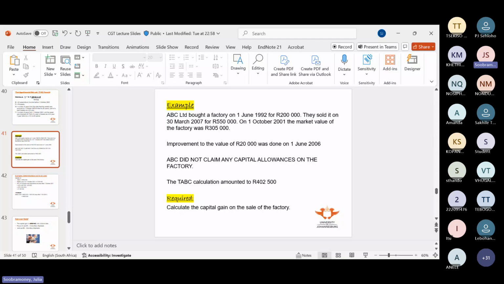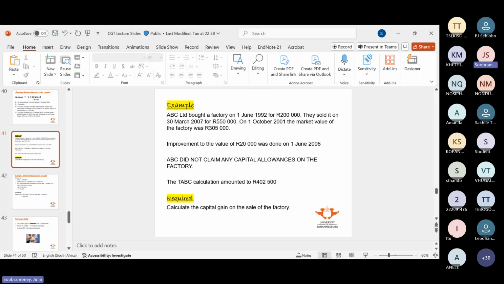Guys, was there any improvements? Yes, there was. How much was the improvement? 20,000. Well done.